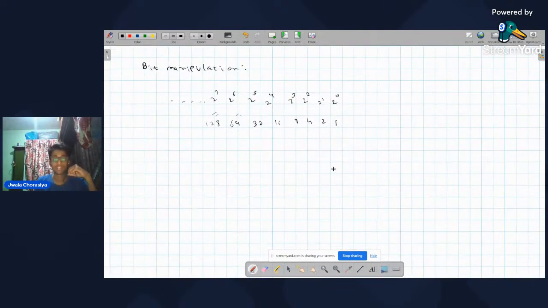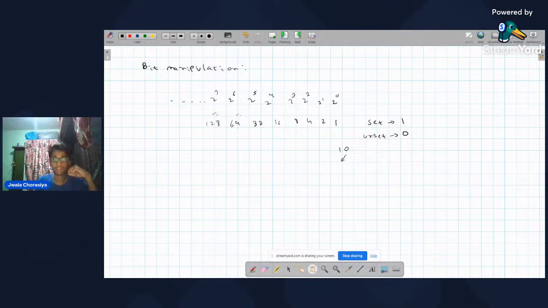So let's say I have an integer 10, and I have to convert it into a binary number. How can I write it as a binary number? I will also set it. First, the most important thing: when I say a bit is set, it is denoted by 1, and when a bit is unset, it is denoted by 0.